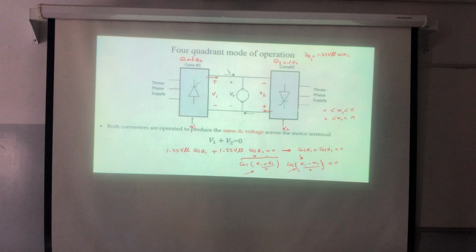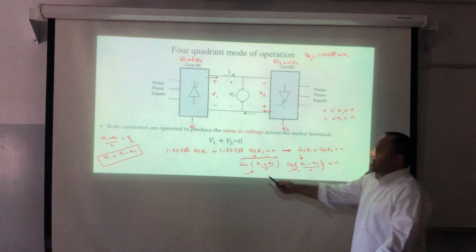So the only possible scenario is that this term will equal to 0. Now if this term equals 0, this means that alpha 1 plus alpha 2 over 2 must equal pi over 2. So we are reaching alpha 1 is equal to pi minus alpha 2. And this is the correct one. It must be the complement.